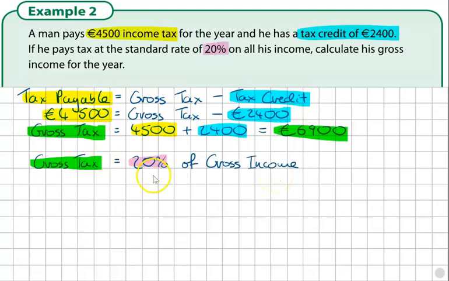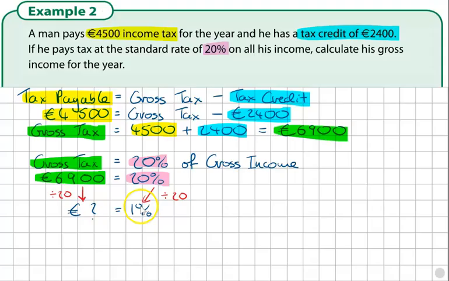Gross tax is 20% of the gross income. Therefore, €6,900 is equal to 20%. We want to find 1%. So to make 20% become 1%, we divide by 20. So to make anything become 1, we divide by itself. So dividing both sides by 20, 6,900 divided by 20 is €345.